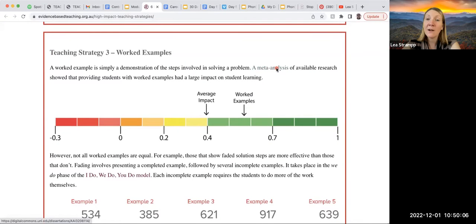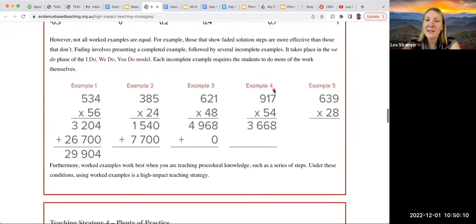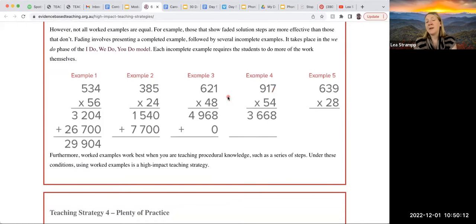Strategy 3, worked examples. You can see here the Hattie's effects, how impactful this is. And then this is a great example for math classes, demonstrating over and over again how to do a process can help students to really master that process.